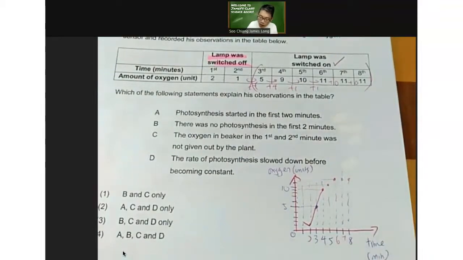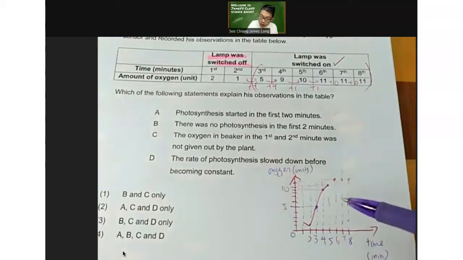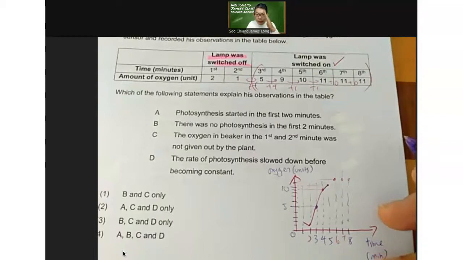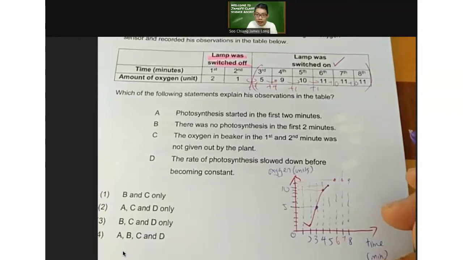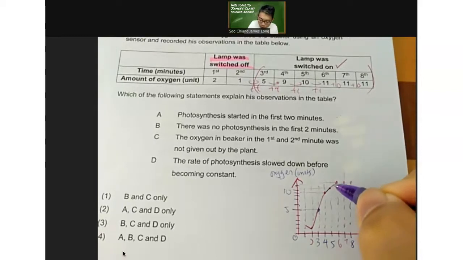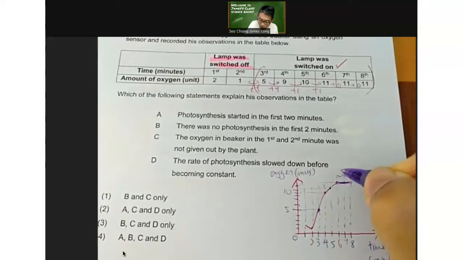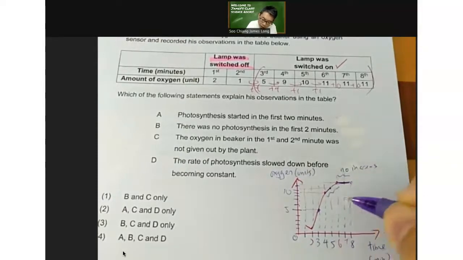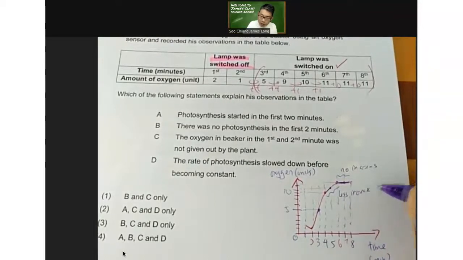I'm going to replace it with a different colored pen. So here is now still an increase. It's still going up, but you notice the graph is now less steep. So the rate of increase has decreased. The rate of increase has decreased until here at this point, it flattens. Here, no increase. This part here represents less increase. So the rate of increase has decreased.